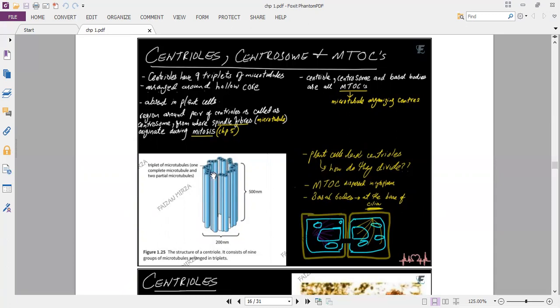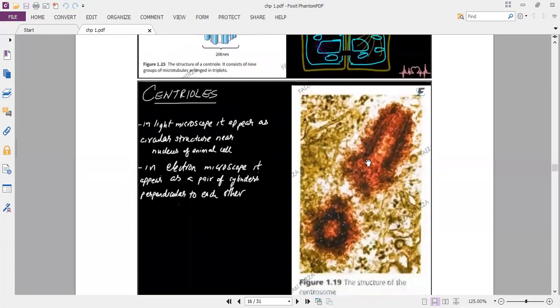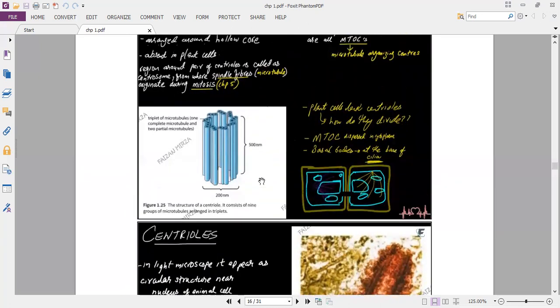This is a single centriole. The length is about 500 nanometers and the width is about 200 nanometers. And this is a single cylinder. There are two cylinders of this sort, and they are present at right angles to each other, which can be seen in this diagram. The one appears to be circular, the other appears to be cut lengthwise, and these have microtubules arranged in this particular order that I have discussed.